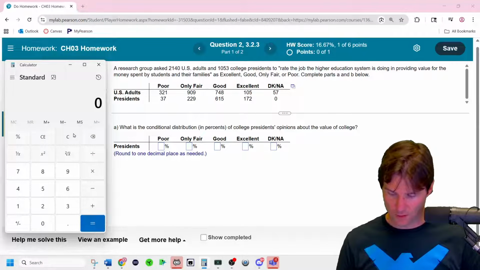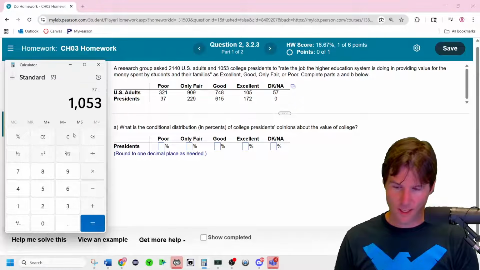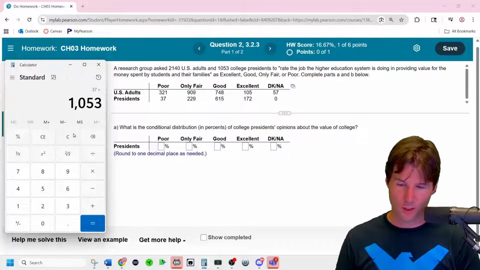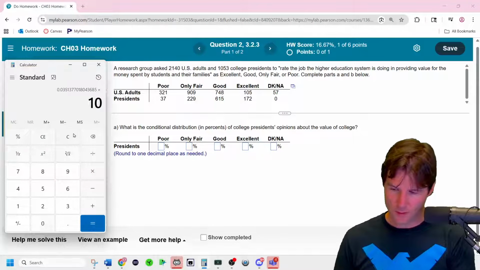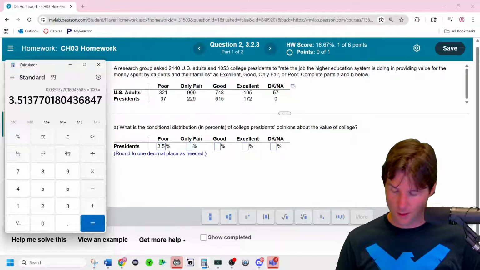And we're just going to go through every number. We're going to times by 100 and then delete the decimals. So that's 37 out of the 1053 college presidents think it's poor. We're going to times by 100, and we're going to copy. We're going to paste and make sure it rounds properly. Same thing we're going to do for the next few right here.